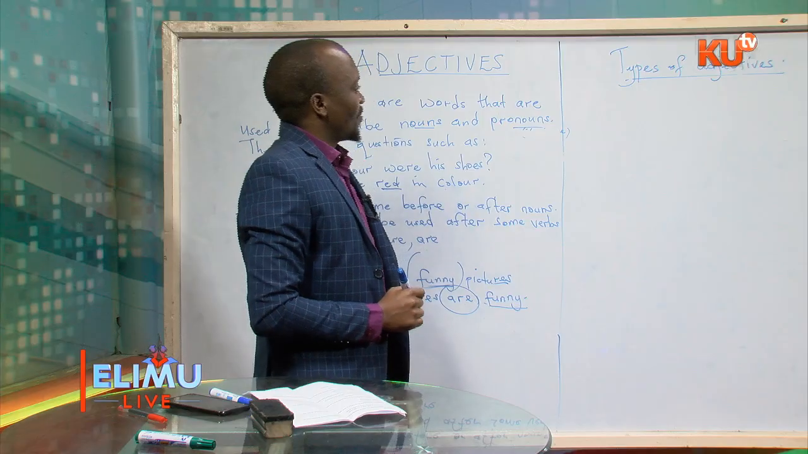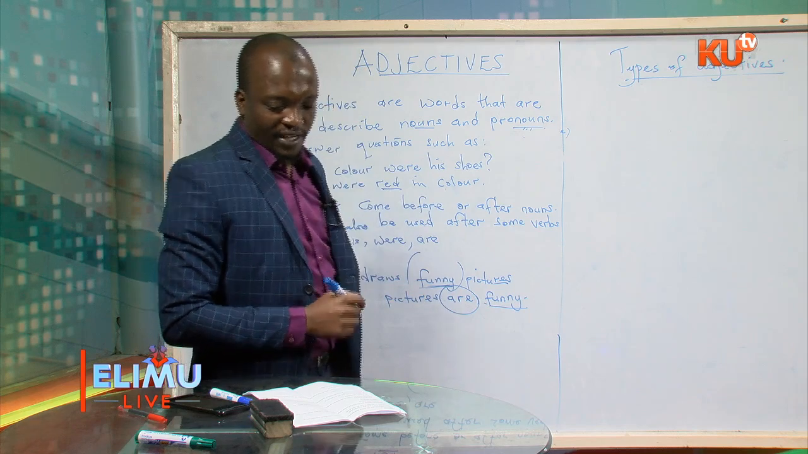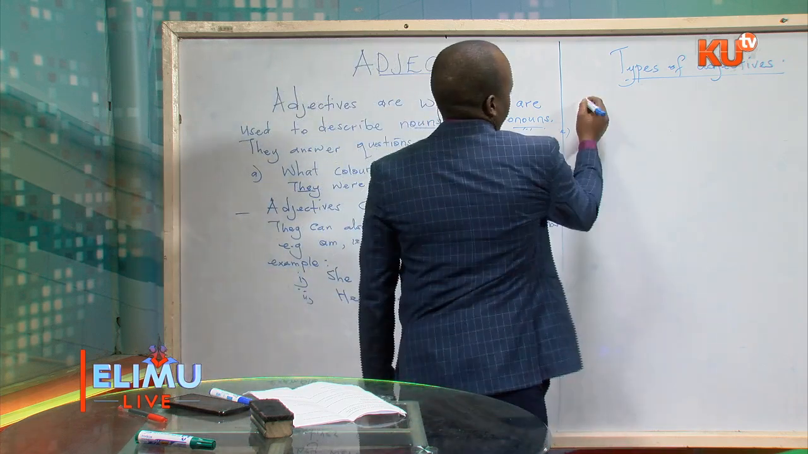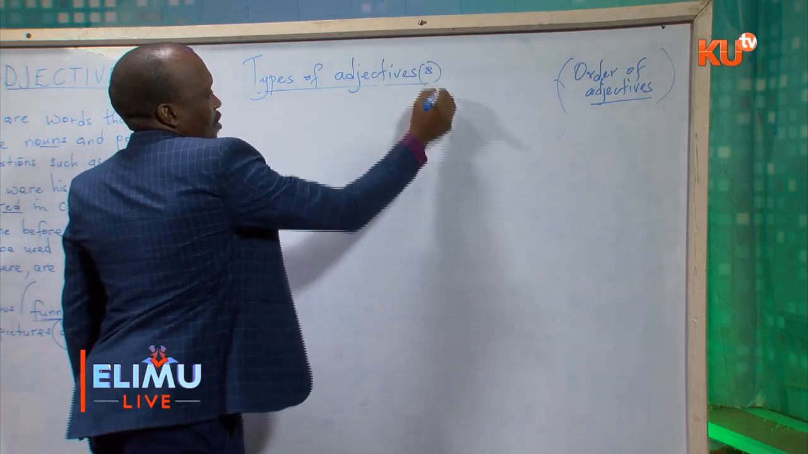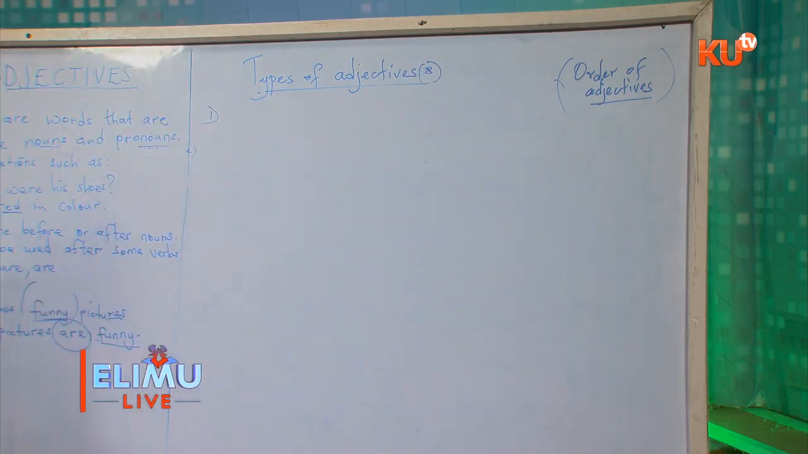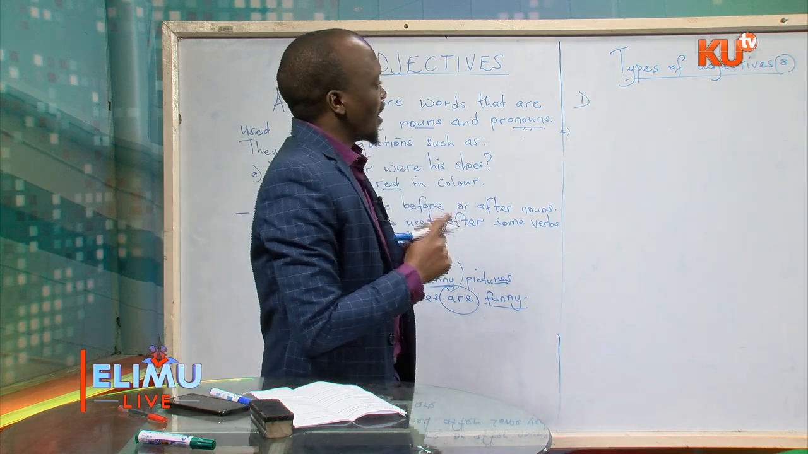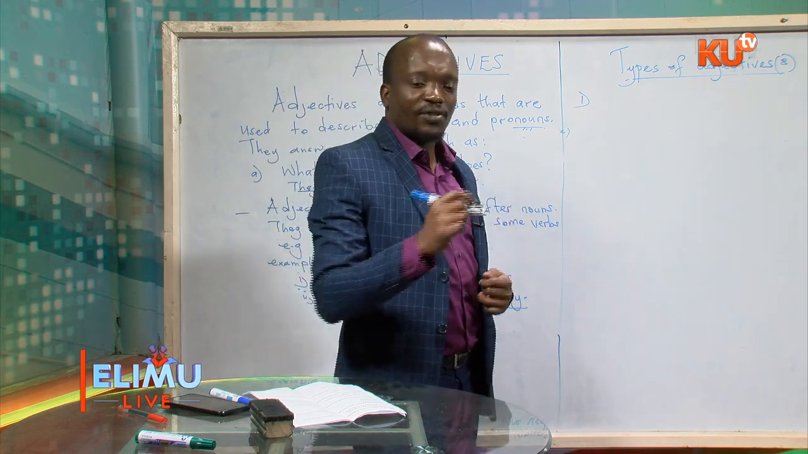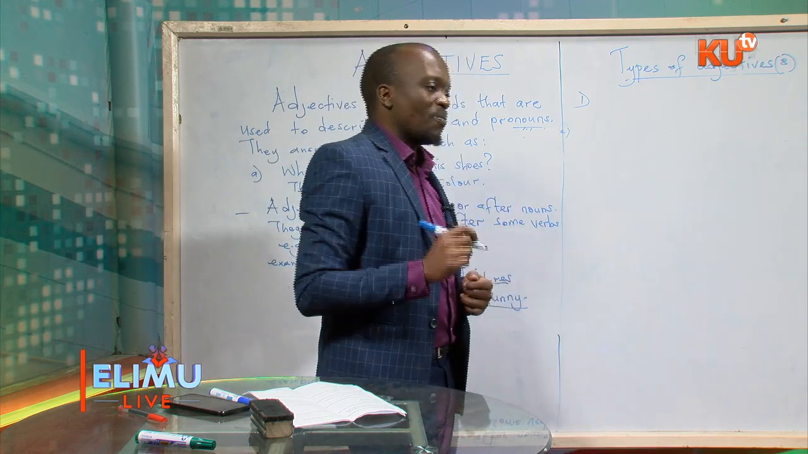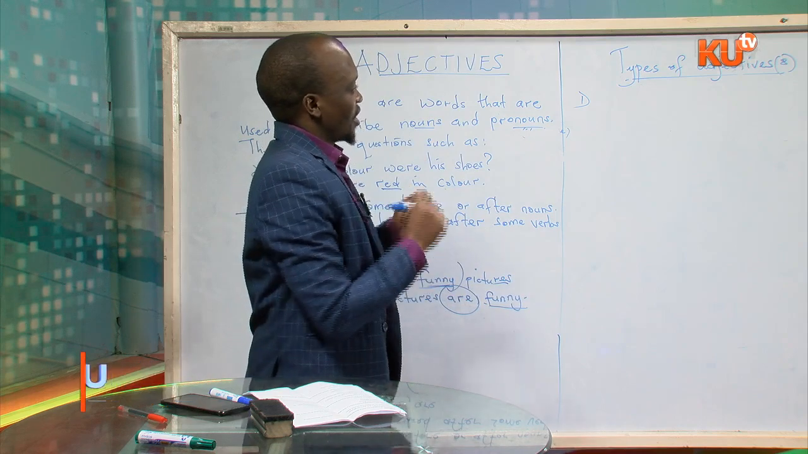I'll go to the types of adjectives, and I'll start with the first one. The first type of adjective is adjectives of quality. There are basically 8. I'm teaching you types of adjectives so that you can identify an adjective in a sentence. Because sometimes you are given an assignment and told, underline the adjectives. Some people will say, this is not an adjective, this is an adjective. So I want to make it clear.